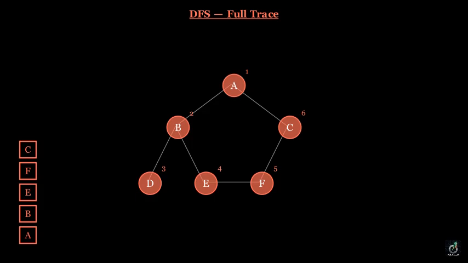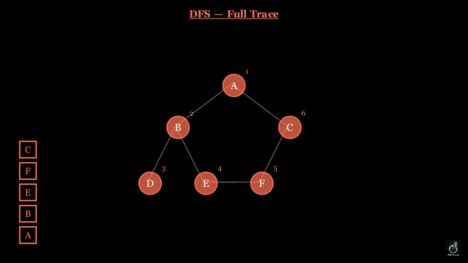Dead end at C, backtrack. Dead end at F, backtrack. Dead end at E, backtrack. Dead end at B, backtrack. Dead end at A, backtrack. DFS visiting order. A, B, D, E, F, C.